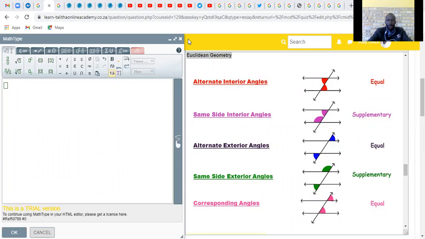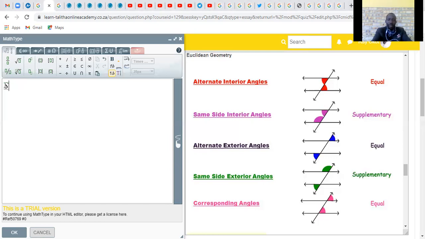Well, in this video, we continue with our investigation of Euclidean geometry. In this specific section, we will investigate what we call same-side interior angles, interior angles that are on the same side. They are also sometimes referred to as co-interior angles. So this is what we would like to investigate.